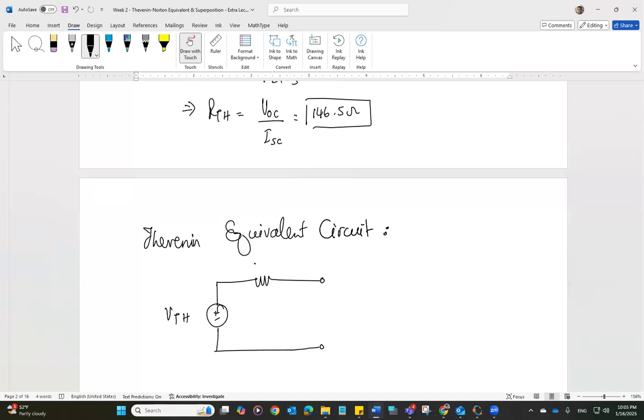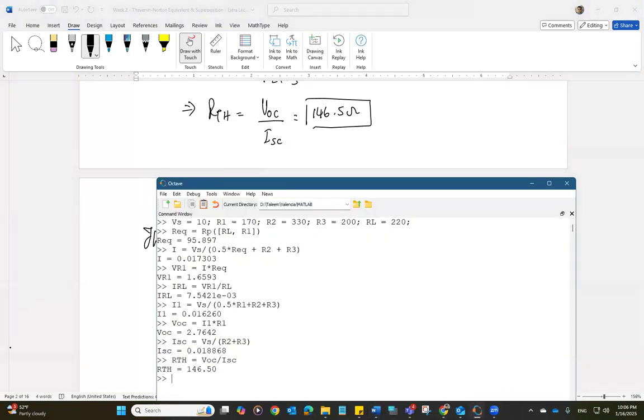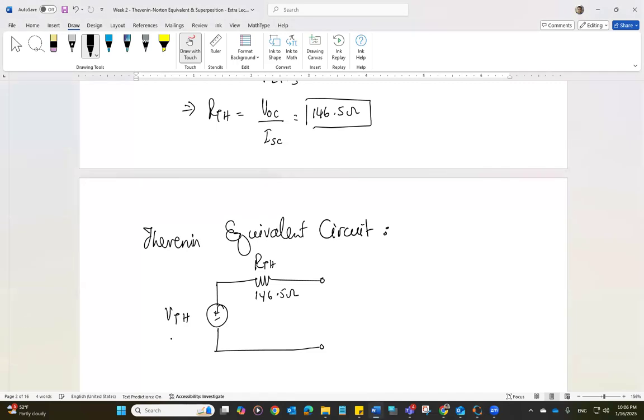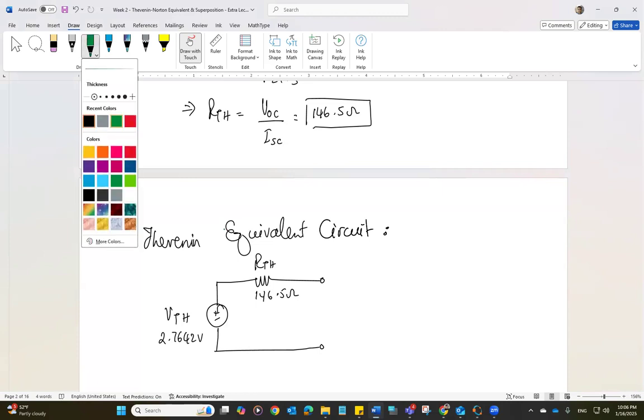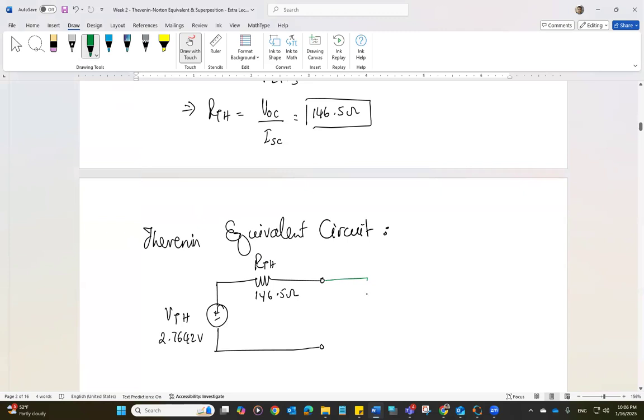So V Thevenin value is V open circuit, 2.7642 volt. R Thevenin, of course, is 146.5 ohms. And across our nodes A and B, we have our load connected, 220 ohms.